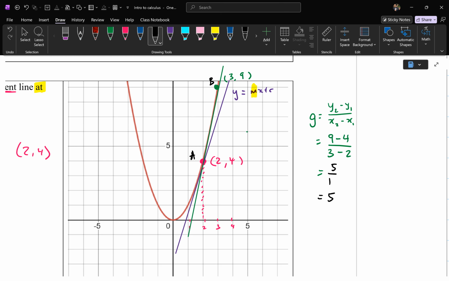Okay. What is the problem? Let's have a look. I found the gradient between 2 points. Now notice, which line did I want again? I want the purple line. I wanted the tangent. Is the green line the same as the purple line at the moment? No, it's not the same steepness. Which one's steeper? The green line. So it's too steep.